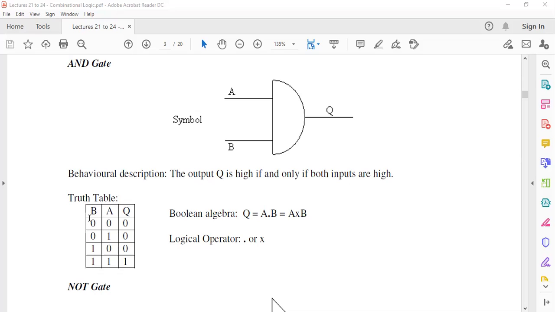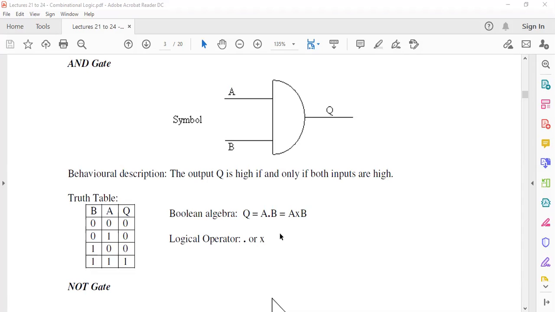If you consider the truth table again, you can see the combinations of B and A are very similar to what we had for the OR operation. So we have the 4 combinations, and based on the behavior description for the AND function, only the last row, where both inputs are high, gives a high output. All the other 3 combinations give an output of 0, or low output.